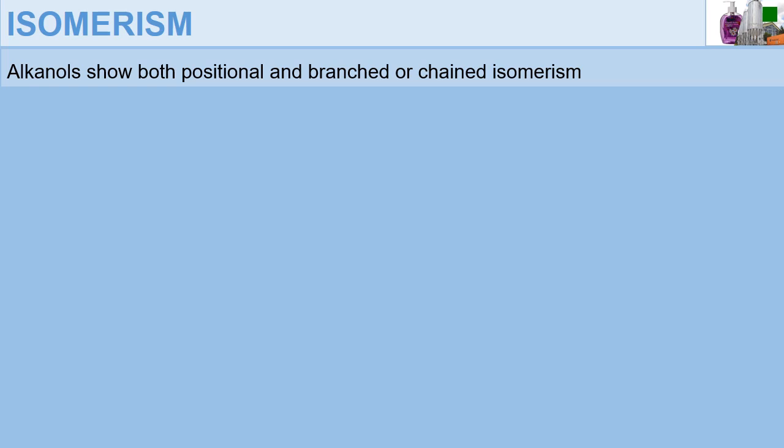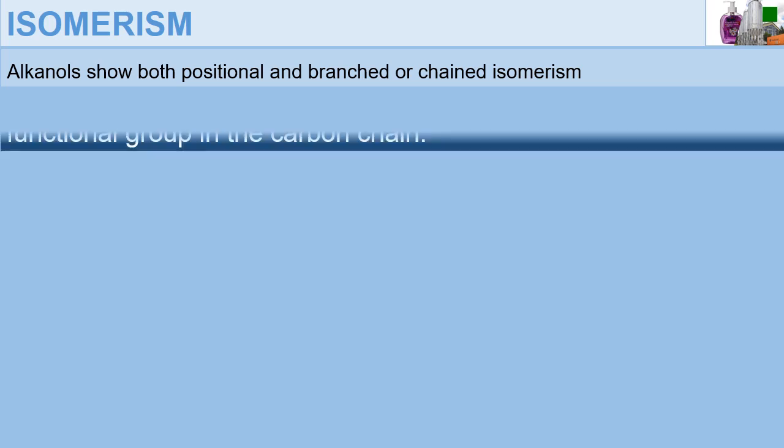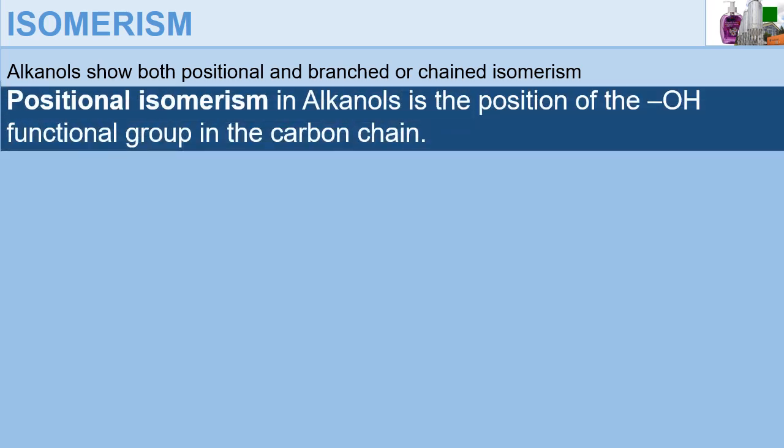Just like in alkenes, alkanols also have isomerism. However, they have more types of isomerism. Alkanols show both positional isomerism and branched or chained isomerism. Positional isomerism in alkanols is the position of the OH functional group in the carbon chain.